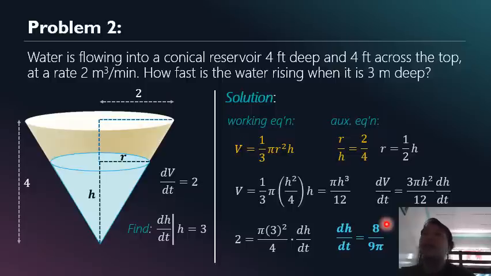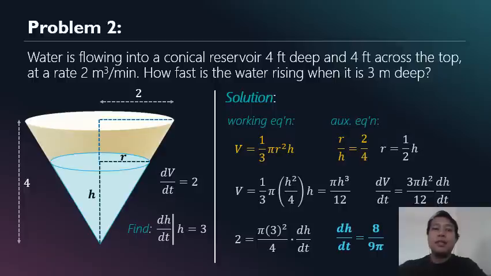Anong unit nito ngayon? So, ang unit natin ay naka-feet. Oops, mali ito. This should be in meters. Sorry guys. This should be meters kasi po ito ay cubic meters. So, kung yan ay naka-meters, edi ang height ay tumataas at a rate of 0.28 meters per minute. Okay? So, that is how we interpret the answer.